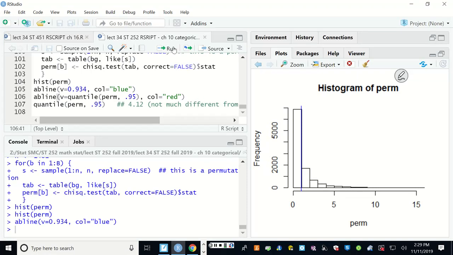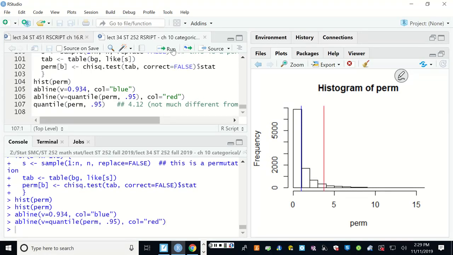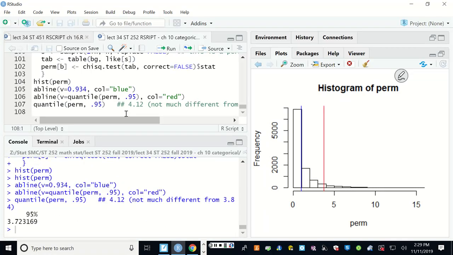Here is the 95th percentile of the actual permutations. When I did it before, I got 4.12. This time I got 3.72, so it's pretty close to that 3.84. It seems to hold up pretty good. We have pretty big sample sizes, so that chi-square 1 distribution should be a pretty good approximation to that histogram. But in either case, it's not unusual.